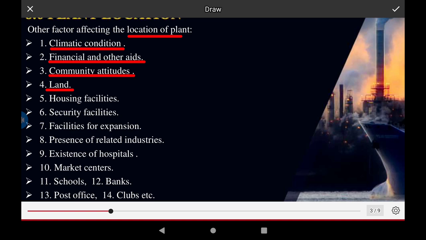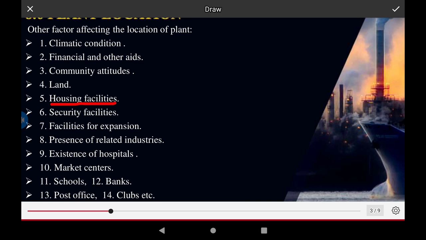Suppose that I set up a plant in a city. The land is very costly, but you may not achieve your goals and development, given the higher economic rate. Housing facilities are also needed, and should be available near the plants.